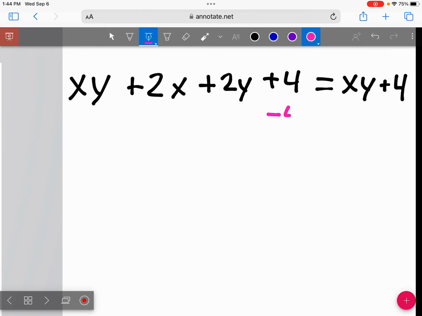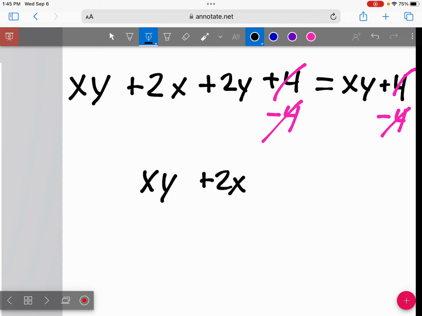So what if I subtract 4 from this side? Minus 4 from that side. That guy cancels, and that guy cancels. I like that. We like things canceling. That makes our lives easier. So now I have xy plus 2x plus 2y equals xy. Okay, that xy guy is kind of gross.